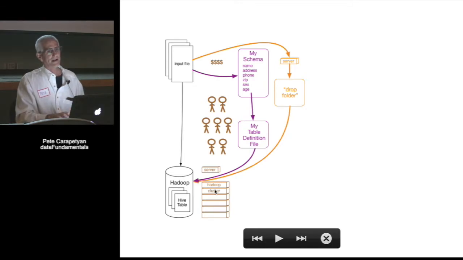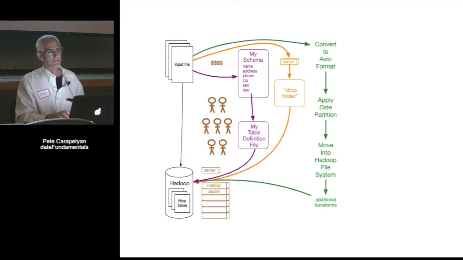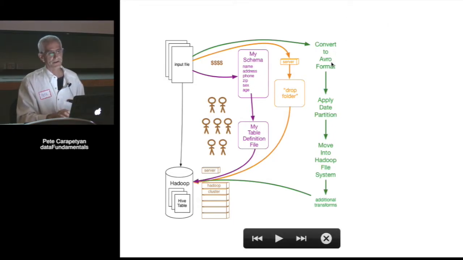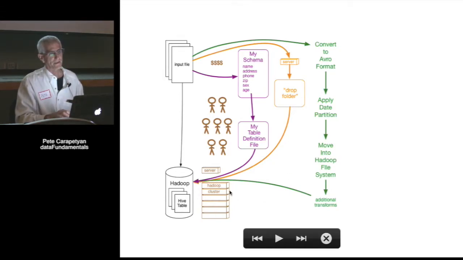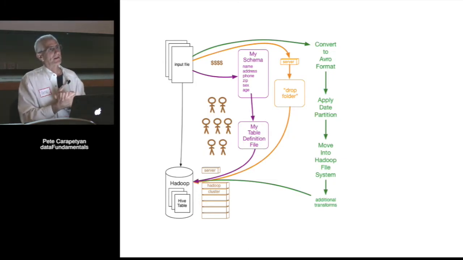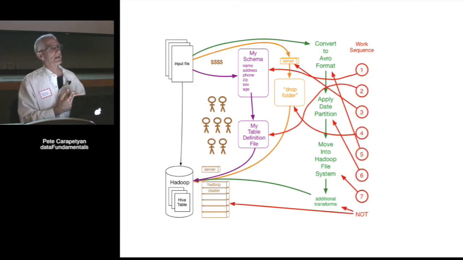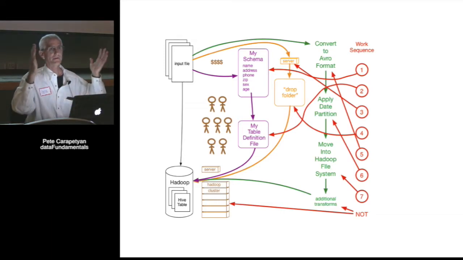Then we already went over the fact that we got to convert it to the Avro file, to some kind of format before it goes over. You got to apply whatever partitions, run that DDL for the partitions, and then you got to move it first over to this Hadoop cluster, and then actually into HDFS. So there's two moves inside here. And then additionally, there may be additional transforms, such as we're going to put it in with these columns, but I want to create some more columns which are derivative of that. So there's our work sequence. We got seven discrete steps. Manual, automated, seven discrete steps. Everybody agrees? Everybody sees it?